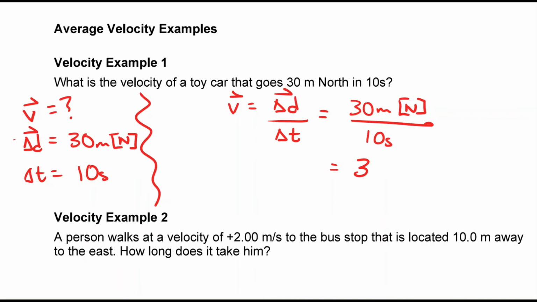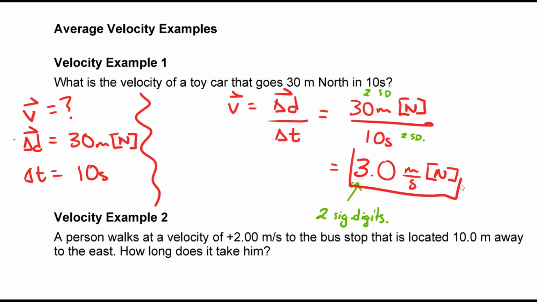The problem is this answer needs 2 significant digits. Think to yourself, why does the answer need 2 significant digits? Correct. Absolutely. Because this number is 2 significant digits and this number is 2 significant digits. So we're going to take the lower of the two because we're multiplying or dividing. Here we go. So 3.0 meters per second in a northerly direction.